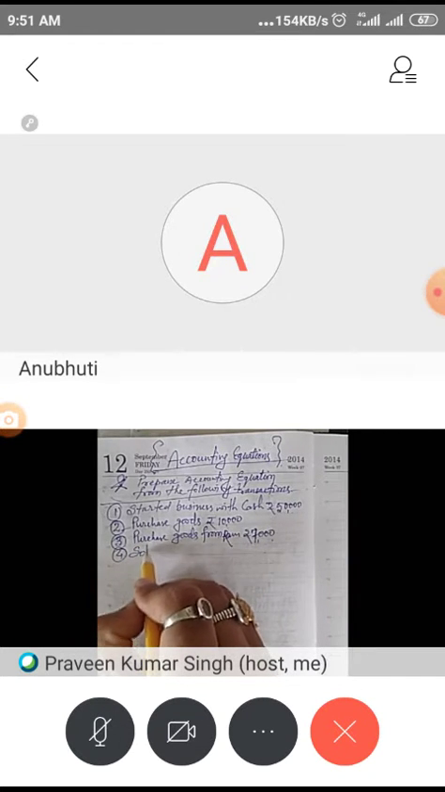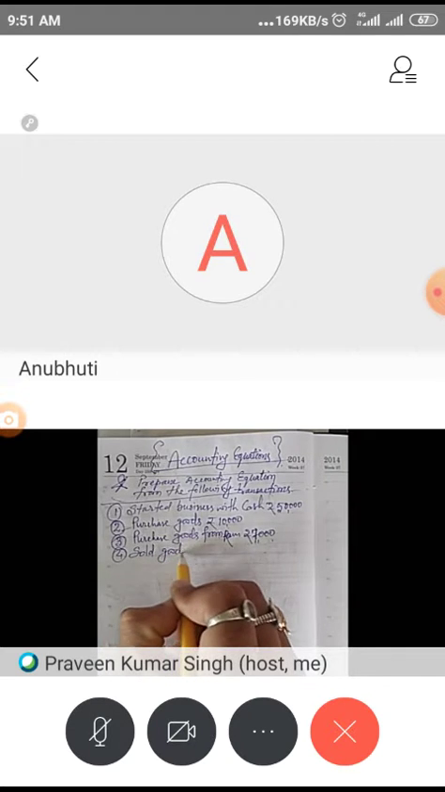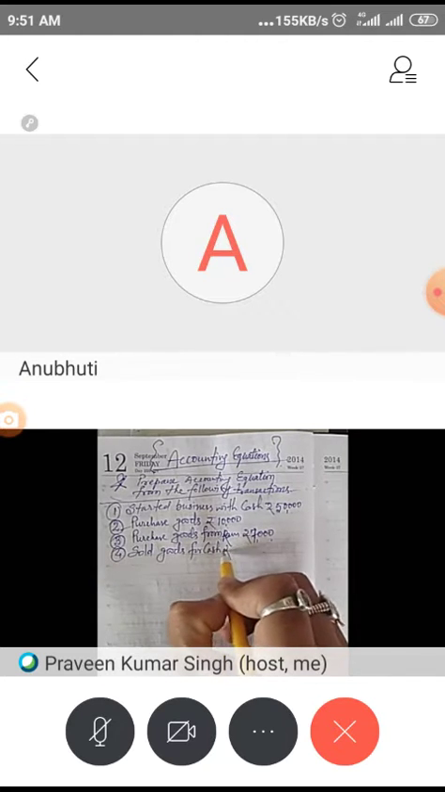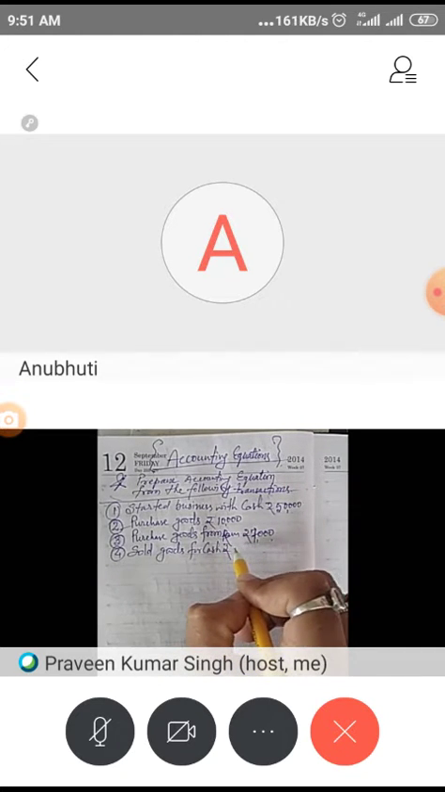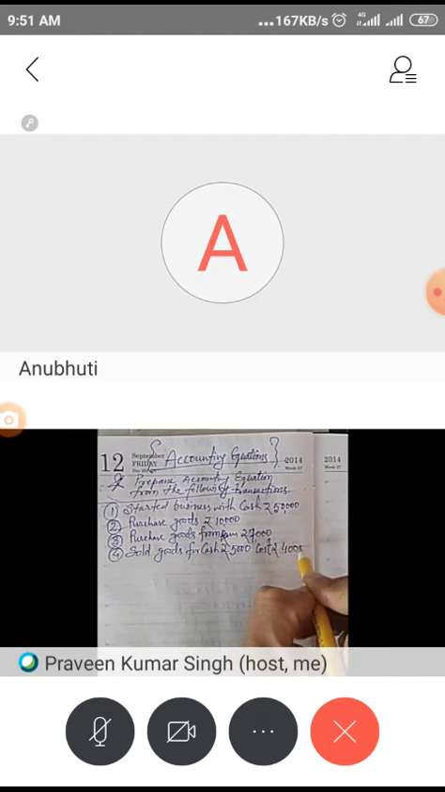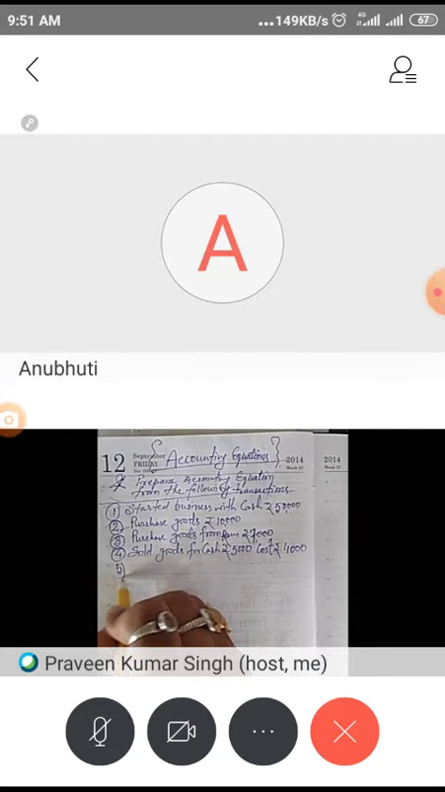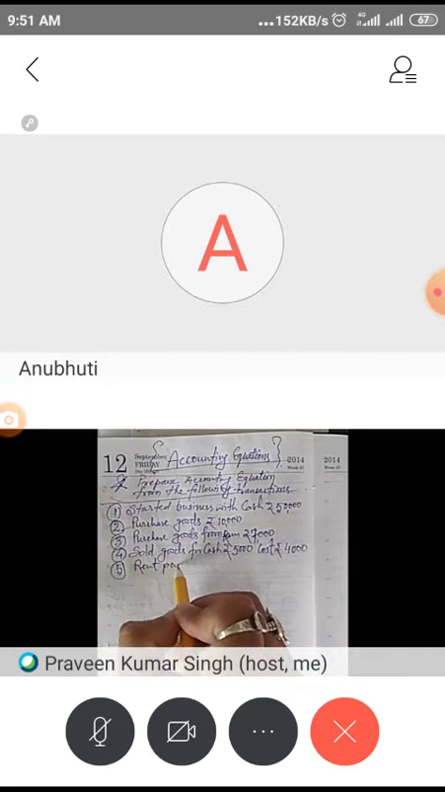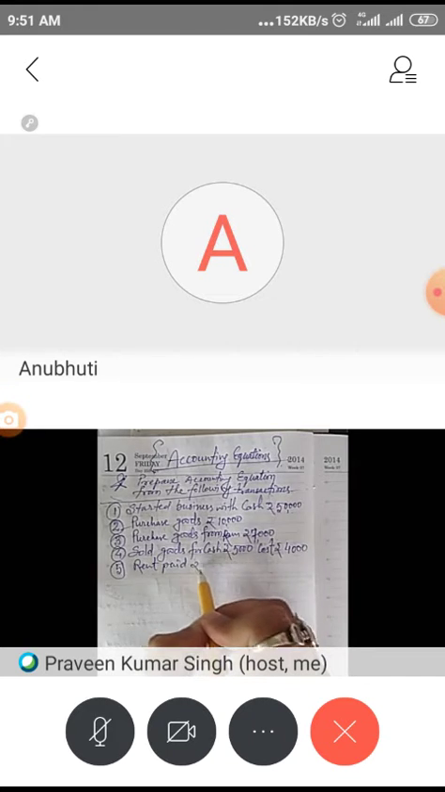Now, fourth point is: suppose sold goods for cash rupees 5,000 and cost is given rupees 4,000. Now, fifth transaction is rent paid rupees 1,000.